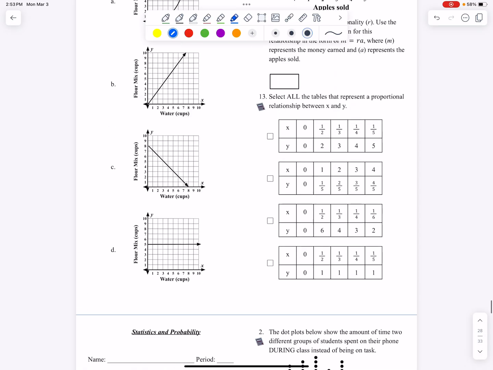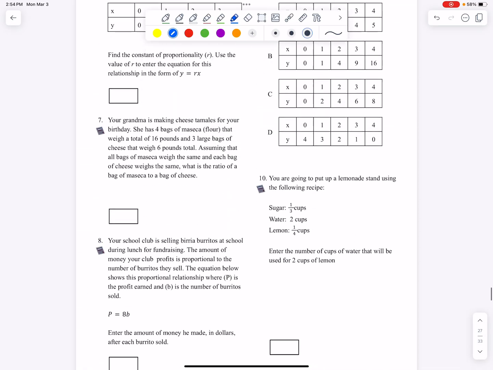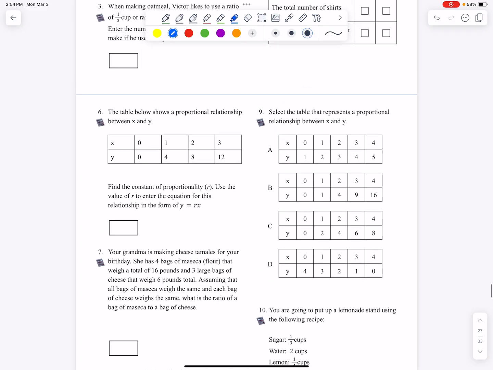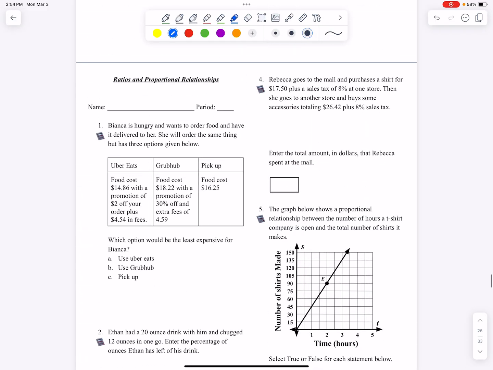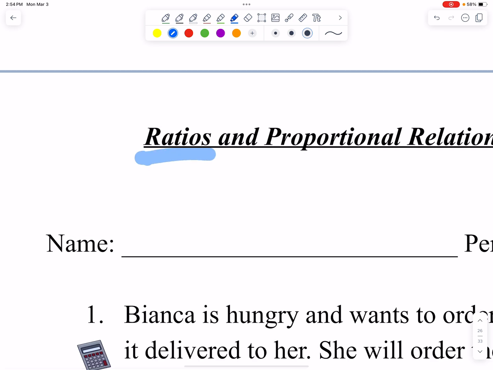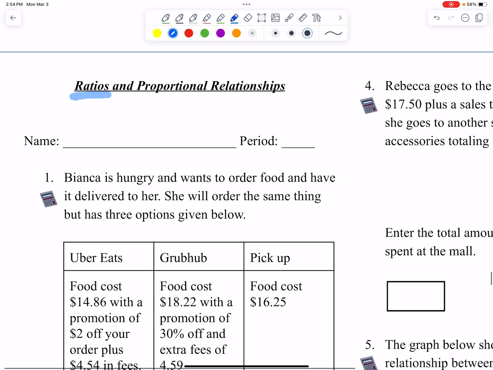So we got tables to work with, and that's it. Only 13 questions, not too horrible. Looks like a lot of word problems, but hopefully it's not that bad, especially since we're just going to be dealing with them in ratios. So I'm going to show you how I usually tackle ratios, because everybody does it a little differently. I might show you one or two different ways, and then I'll stick to the one I think is helpful for most of my students. All right, so let's get started.